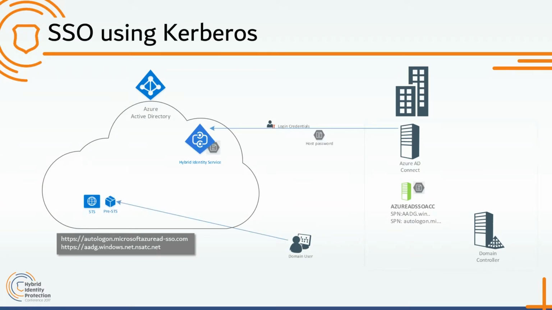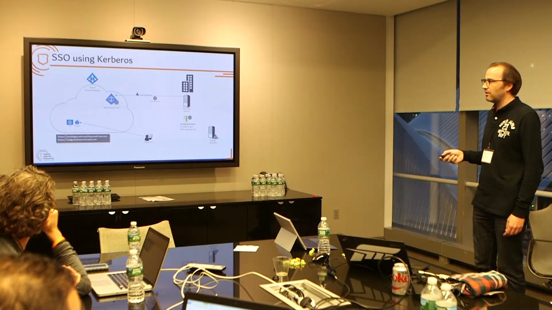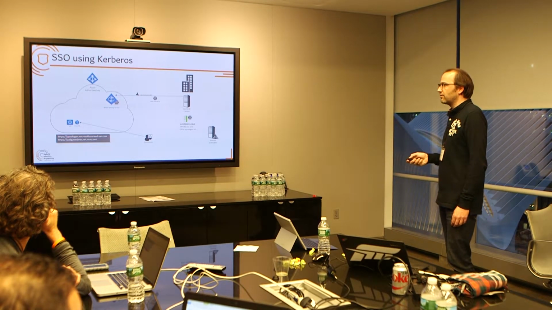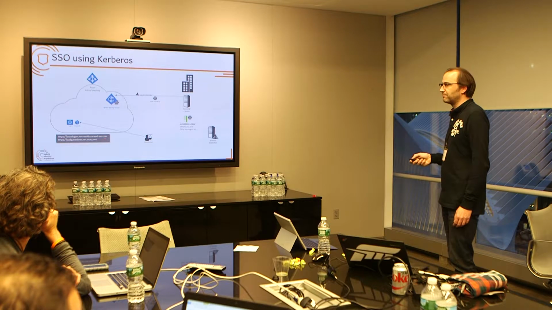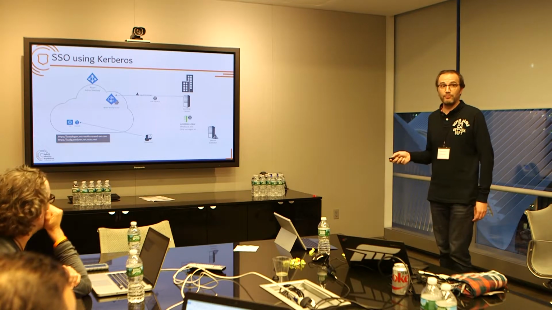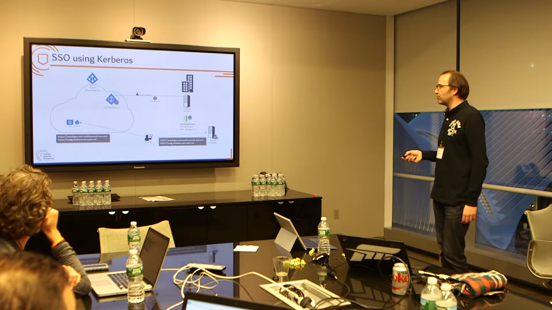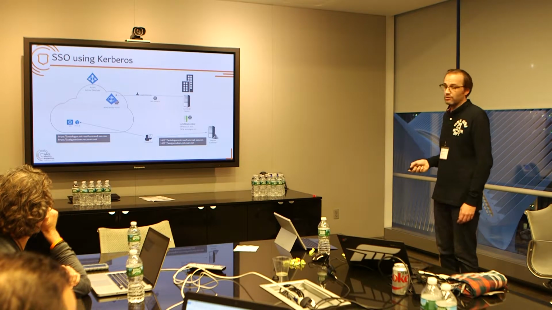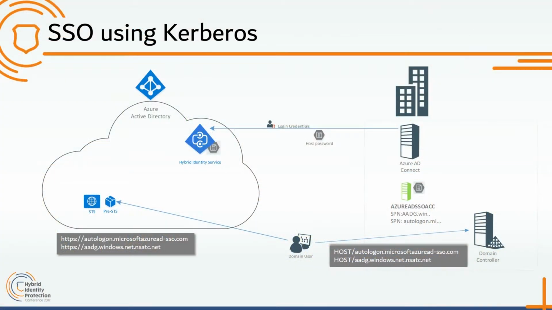Now, when the user goes to My Apps or the login page itself, he actually hits a pre-STS, and everybody hits it. That pre-STS is this URL or this URL. What the pre-STS will say to your client is, please give me a Kerberos login. So your client will go to your domain controller and ask, is there a computer object or another object with the SPN of autologon.microsoft Azure AD or AADG Windows.net? Luckily, we have that particular account.